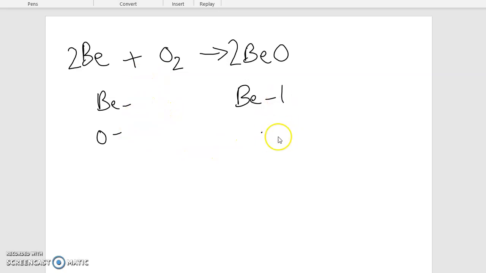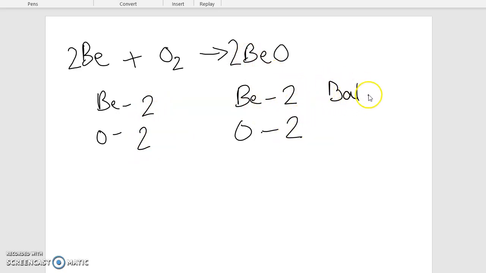So now we're going to go ahead and check our numbers and see if we're good. Okay, now we have 2 beryllium and 2 oxygen and 2 beryllium and 2 oxygen. So this is balanced. Okay, so hopefully you guys are kind of seeing how this works. Let me show you, let's do another one.